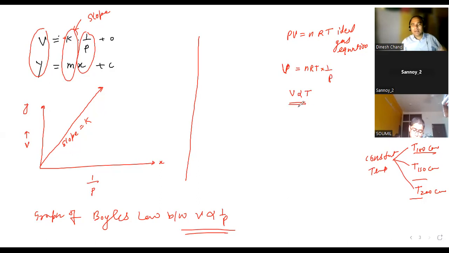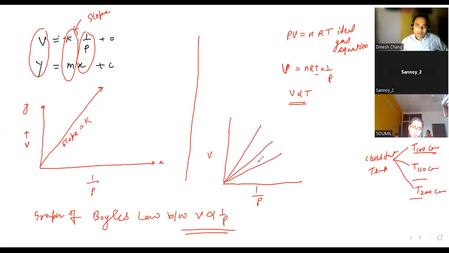V is proportional to T when we can assume that n, R, and P are constant. Let me make it clear. Here is the 1 by P, so here you see the graphs. Suppose I take K1, then K2, then K3.